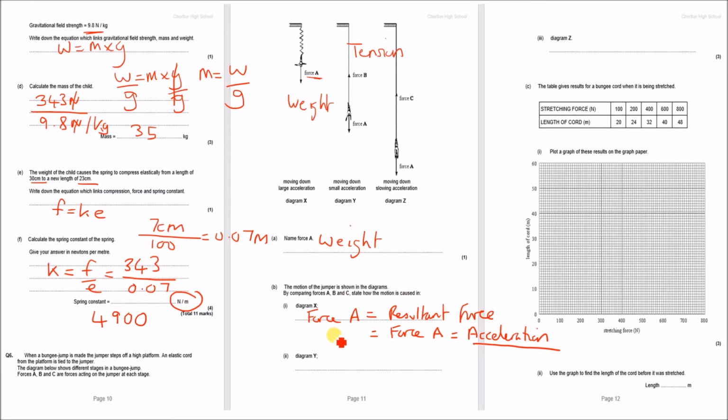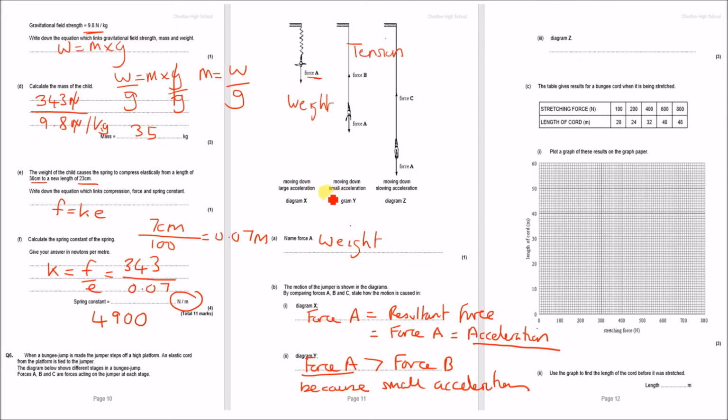Okay, for diagram Y, force A is greater than force B. How do we know this? Well, the object is still accelerating, so this force has to be bigger than this one for the object or person to accelerate. Okay, so we know that because there is a small acceleration.